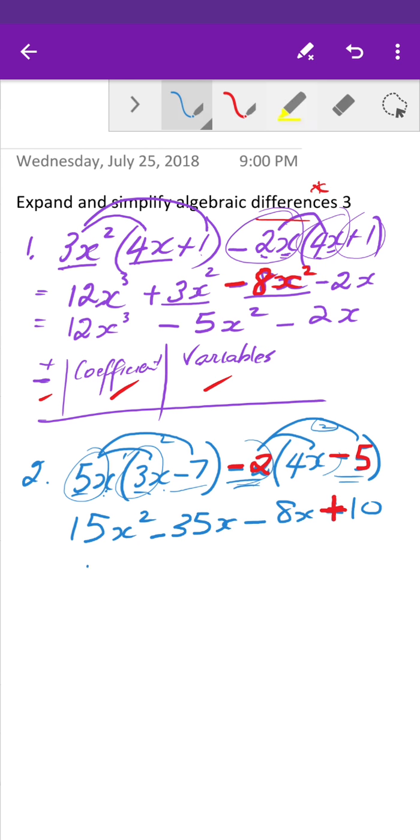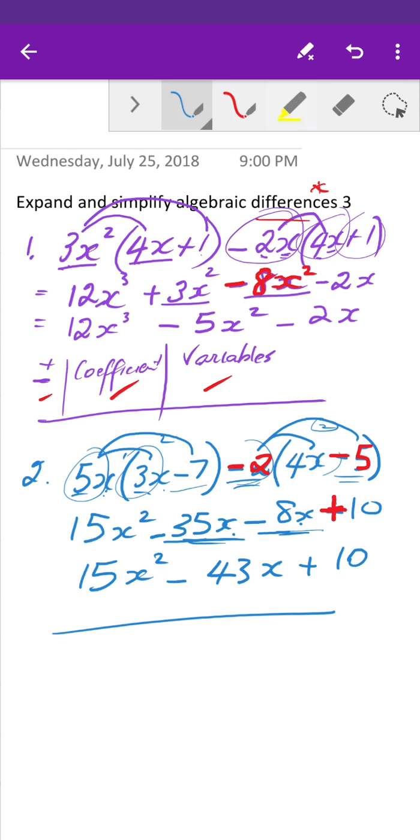We wrap this up by adding like terms. 15x squared, there's no other x squareds. The 2 terms which are alike are the negative 35x and the negative 8x, and they combine to be negative 43x. You go down 35, you go down another 8, so altogether we've gone down 43 x's. And we've got this plus 10, it's the constant, it's on its own.